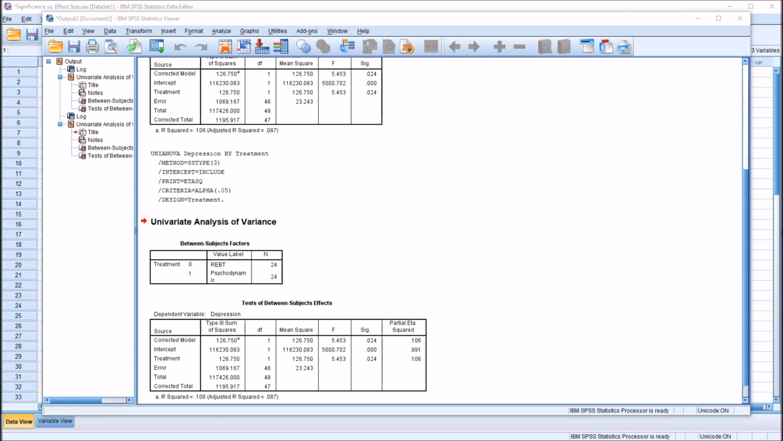So this partial eta squared value is a measure of effect size. It tells us how important the difference between the two groups is. It's possible to have a statistically significant difference between two groups, but have the effect size be so low that it's not important or meaningful. It doesn't have a practical significance.